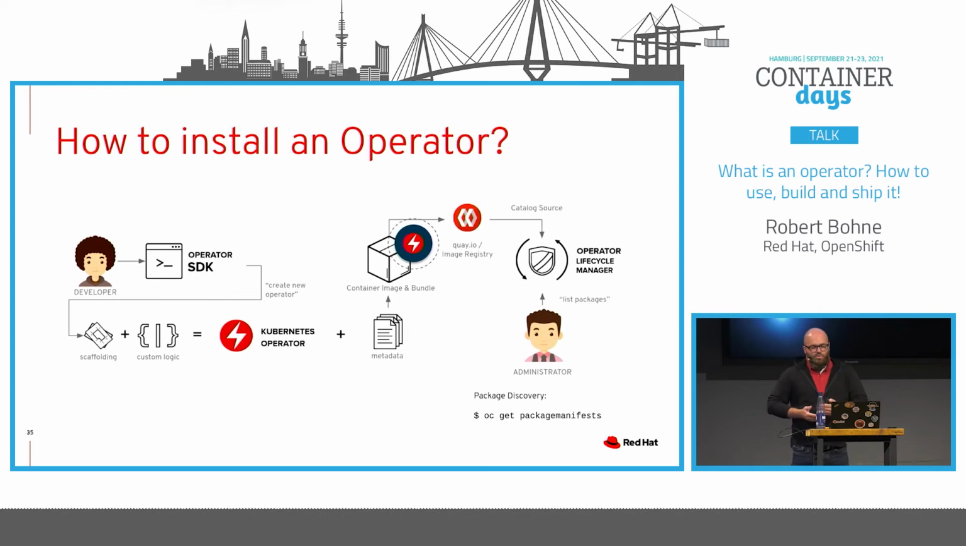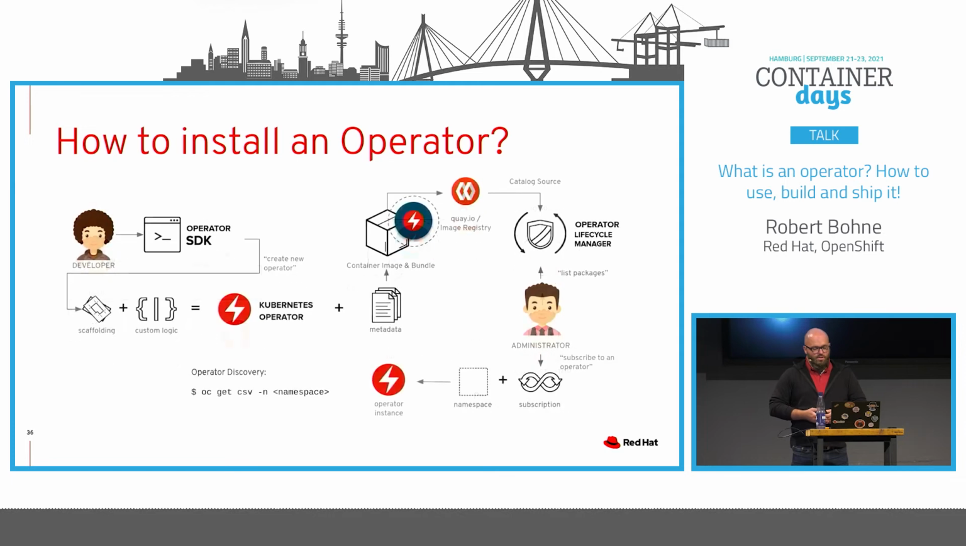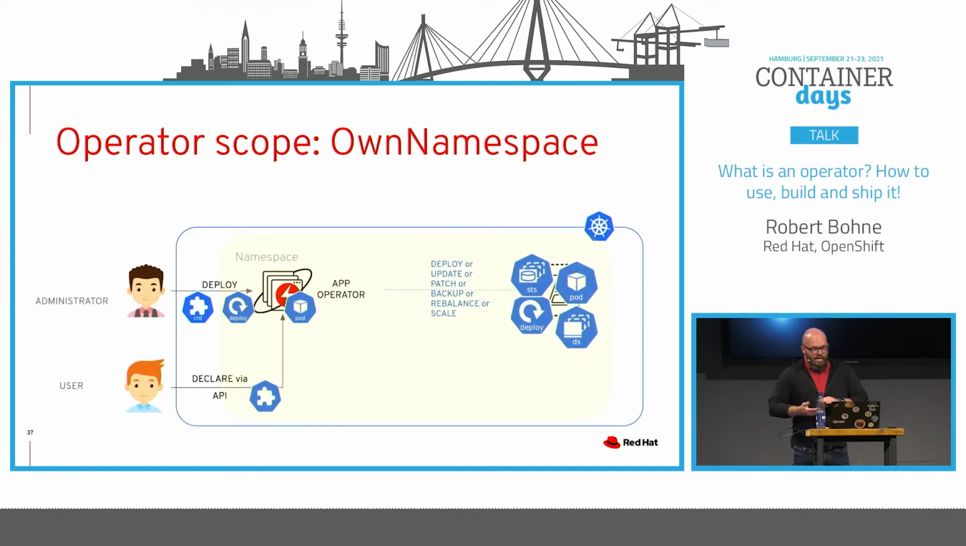So the administrator looks into the operator hub at what is available, and then picks one operator to install. And then the operator is available in your Kubernetes cluster. Keep in mind, there are some operator scopes you might have to know. Some operators support only OwnNamespace. So your operator is running in the same namespace where the application it manages is running.